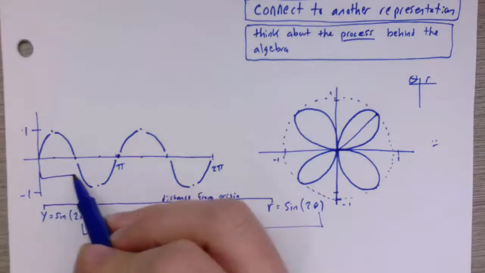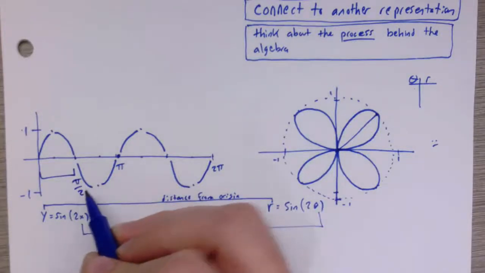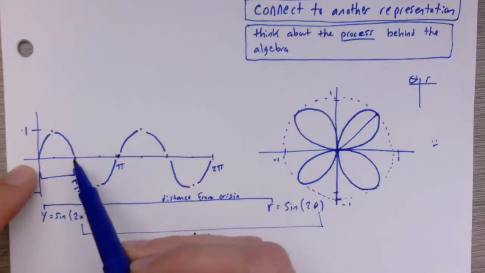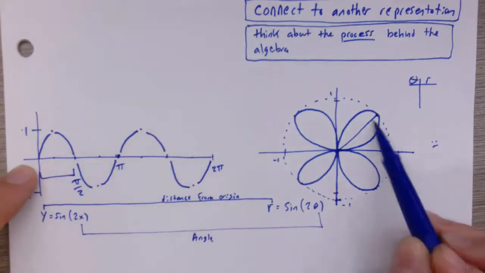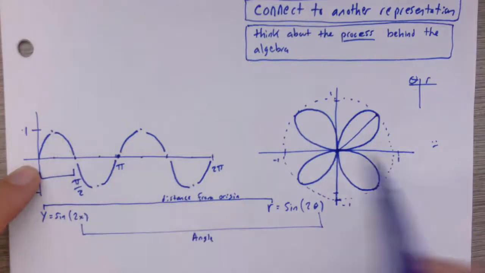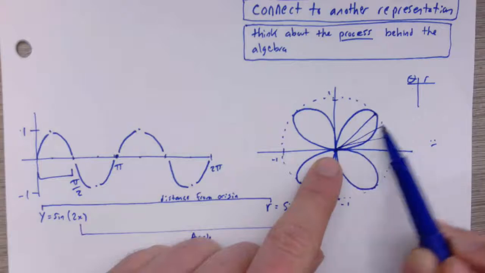So from here to here, this is pi over 2. So this is like the first quadrant. This is 0 degrees to 90 degrees. And so as my angle goes from 0 to 90, the distance goes from 0 to 1 and back to 0. And so that's why we see, I'm going to draw a bunch of lines here.